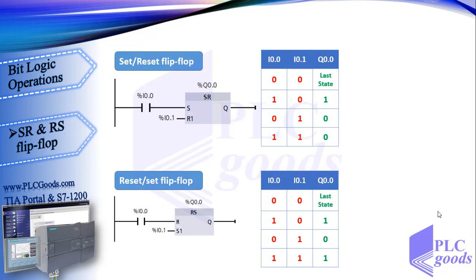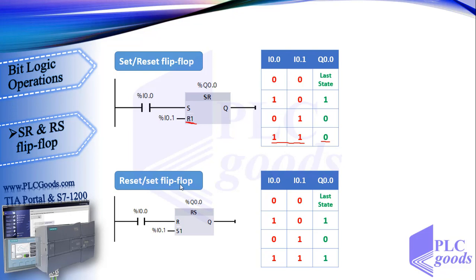Well, the next bit logic operands are SR and RS flip-flops. These have both set and reset instructions, which have been explained before. Here take care of SR and RS. As you see, in the set reset flip-flop, the reset input is lower than set, so if both inputs, I0.0 and I0.1 in this program, are activated, the CPU first decides to set the output to 1, then decides to reset it to 0. So its final decision is resetting the output to 0.